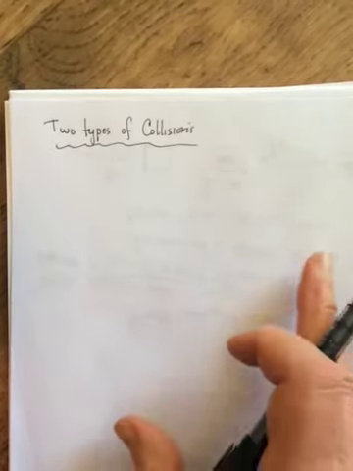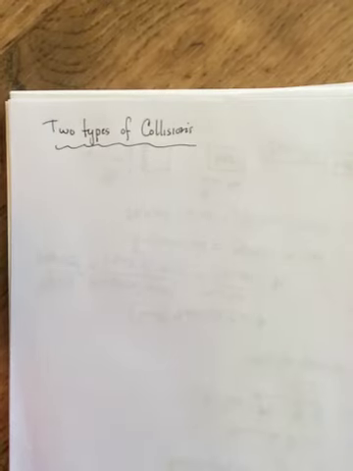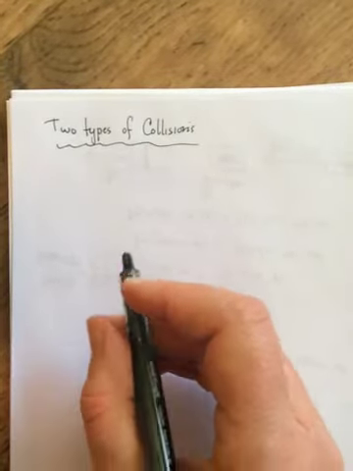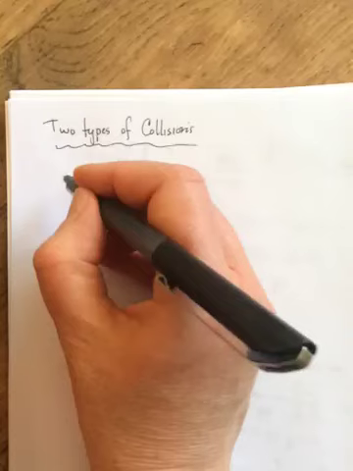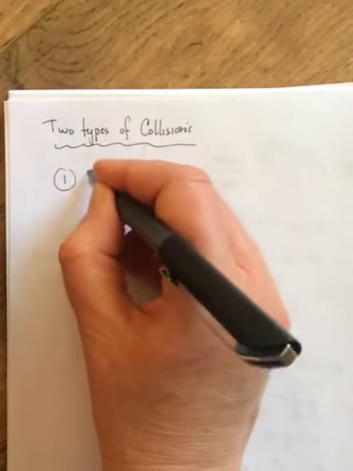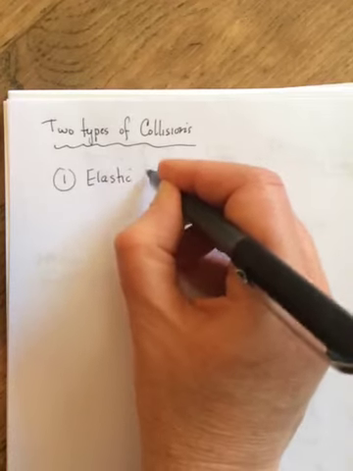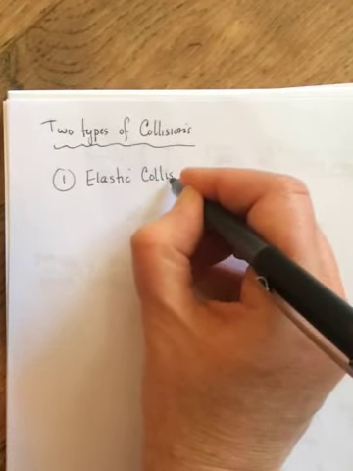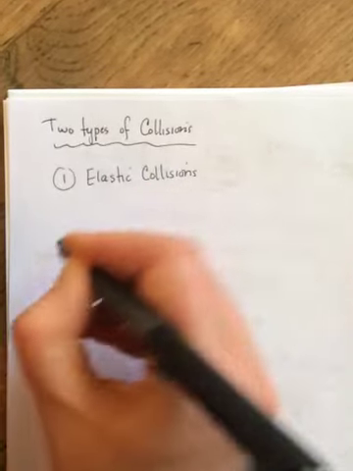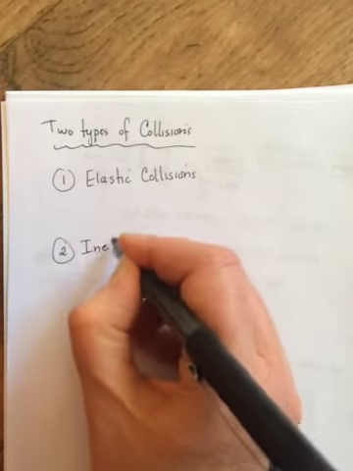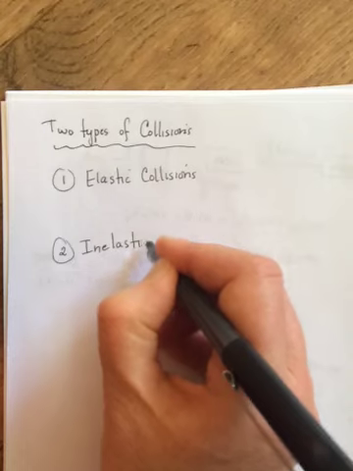Okay, so now that you're getting pretty good at the conservation of momentum questions, we're just going to add one tiny little piece, and don't stress, it's really not too complicated. But there are really two types of collision. Type 1 is called elastic collisions. And type 2 are brilliantly named inelastic collisions.